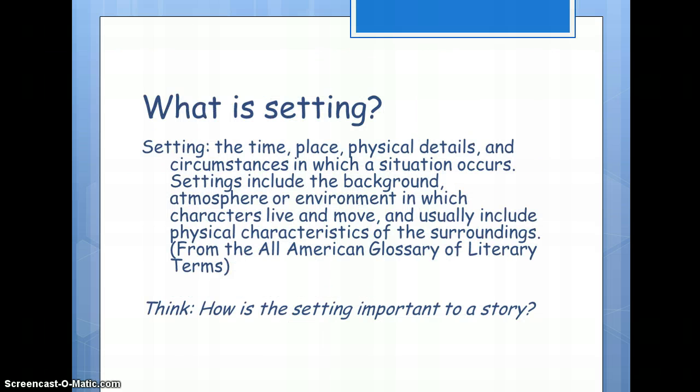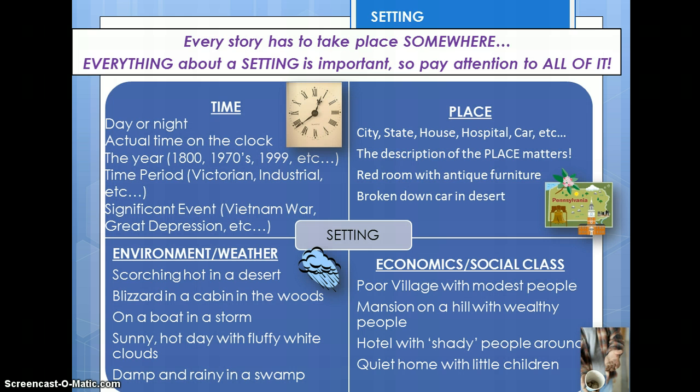Let's move on and talk about setting. Setting is the time, place, physical details, and circumstances in which a situation occurs. Setting includes the background, atmosphere, or environment in which the characters live and move. It usually includes physical characteristics of their surroundings as well. So think about this. This is your big question here. How is the setting important to the story? Well, there are many answers for that.